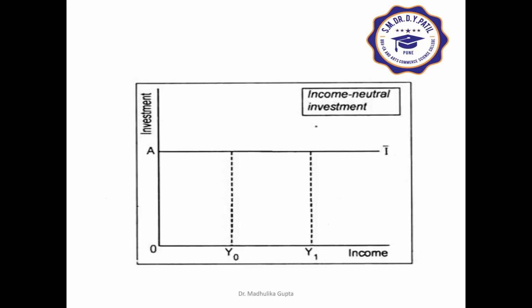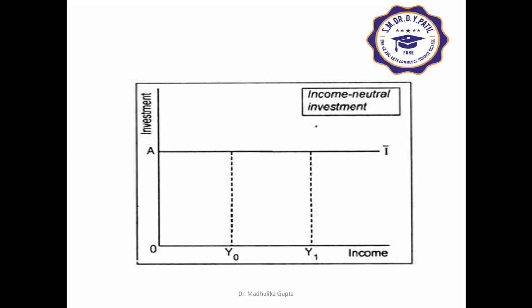Look at the figure, this one. It is evident from this figure that whatever the level of income, the level of autonomous investment is fixed at OA. Can you see? To describe this type of investment, we put a bar sign over the head of the curve I. Thus, autonomous investment as per the figure is income neutral. Whether income is Y0 or Y1, your investment is fixed at OA, whatever the level of income. You're getting my point? So when you're given a short note on autonomous investment, it's important to draw this figure and explain this figure, right?